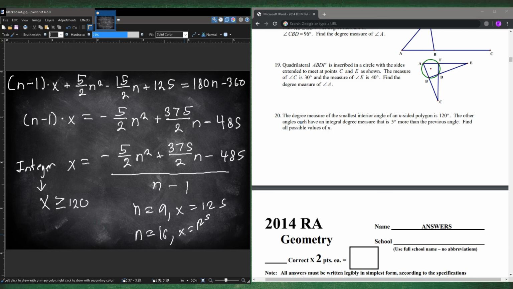After n is equal to 19, it starts becoming more negative, right? Because it's a parabola concave down. So it's going to get smaller, and x is going to get lower than 120. So the only possible answers are n is equal to 9 and n is equal to 16. These are the two possible answers. Generally for this, you just need to know how to use your calculator and make a general rational equation. And you can just start spamming away in your calculator and you'll get the right answer. And that's question 20.